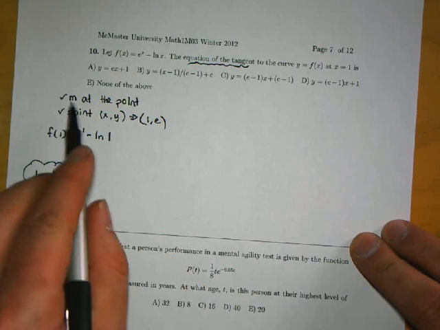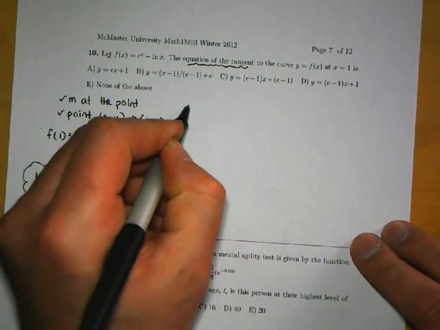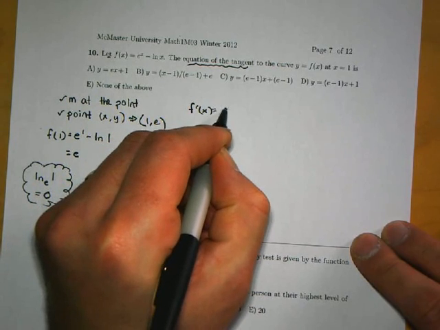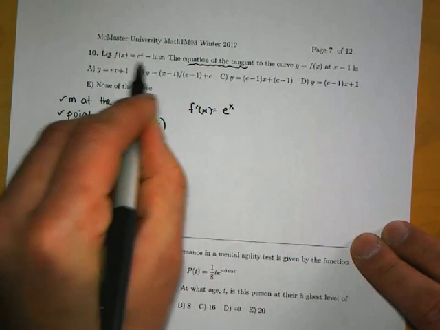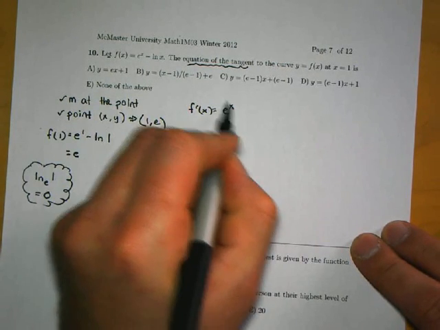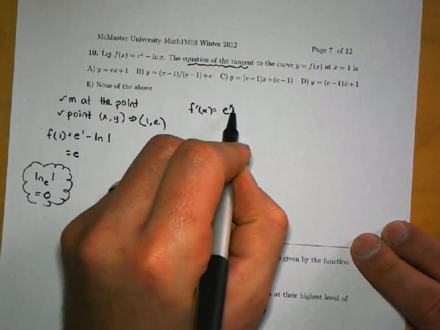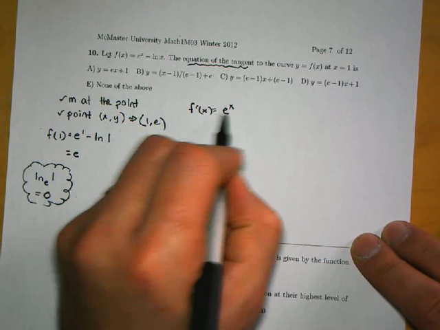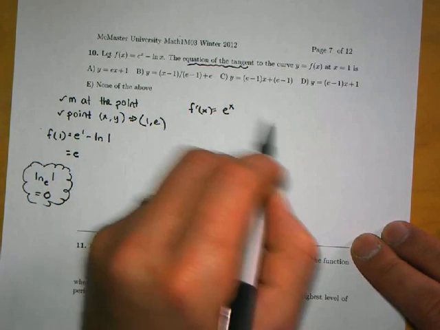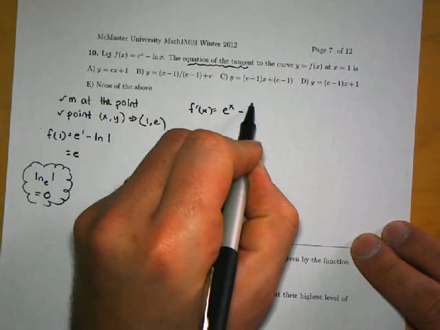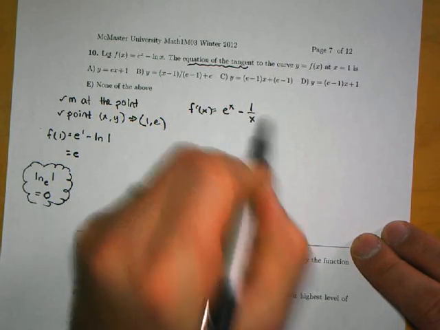Next part, I need to figure out the slope at the point. Well, slope means derivative, so I'm going to find f prime. f prime of x is equal to e to the x. The derivative of e to the x is just e to the x, and there's no chain needed here, since it's just x up there. And even if I did chain, the derivative of x is 1, so nothing matters. The derivative of ln x, of course, is 1 over x. So there's my derivative, nice and easy.